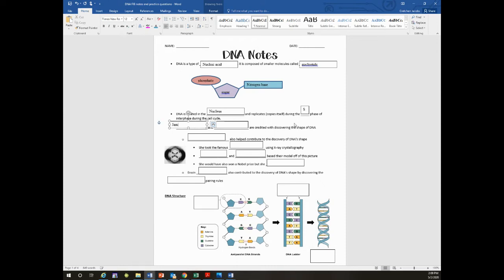So James Watson and Francis Crick are credited, not edited. They're credited with discovering the shape of DNA. So they won the Nobel Prize in the 50s for determining the shape of DNA, and a lot of times we'll hear the term Watson and Crick.